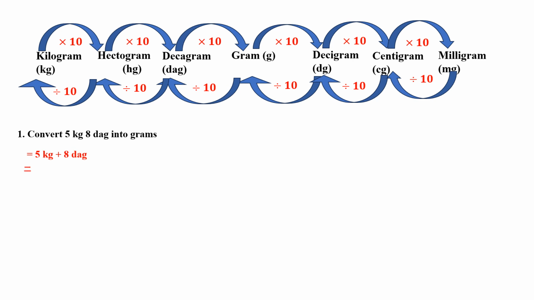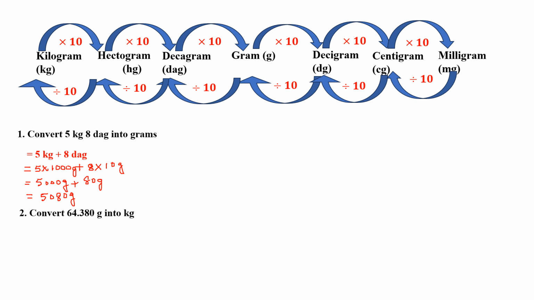So if you have to convert kilogram to gram, you can see here kilogram is here, gram is here. So you have to move 3 times to the right. It means you have to multiply 5 with 1000 to convert it into grams. So 5 into 1000 plus 8 into, now decagram to gram, if you can see in the chart, decagram is here, gram is here. So you have to multiply only by 10, isn't it? So 5 into 1000 gram will give you 5000 gram plus 80 gram, which will give you the answer as 5080 gram.